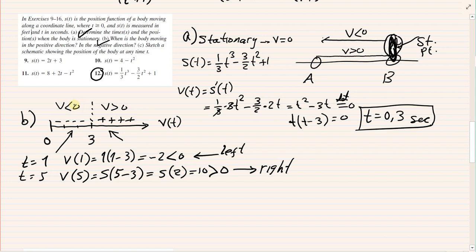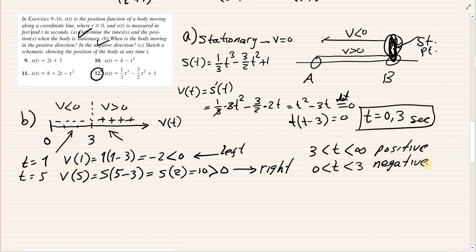When is the body moving in the positive direction? Positive means to the right, correct? So for t between 3 and infinity, it is positive. And then between 0 and 3, it is negative.